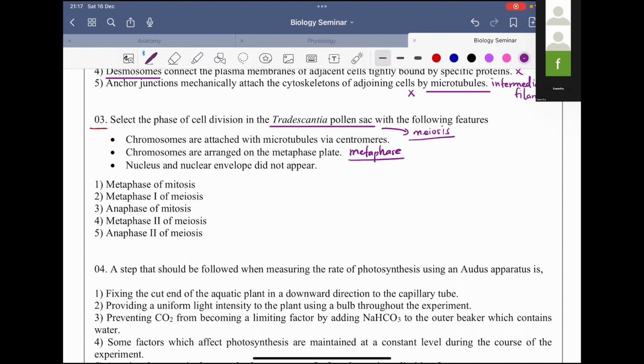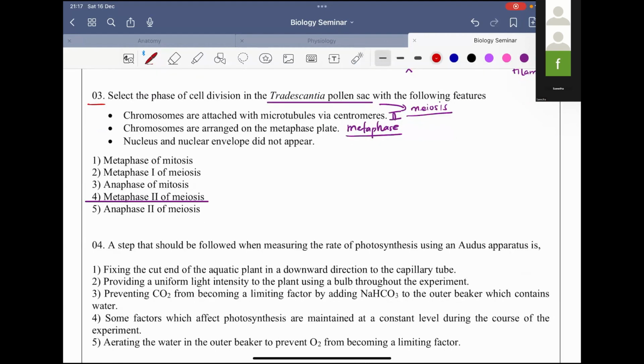Okay, next we'll see the fifth question. The fifth question is about what is incorrect about ethyl alcohol fermentation. You should know a few things about ethyl alcohol fermentation. What happens here?